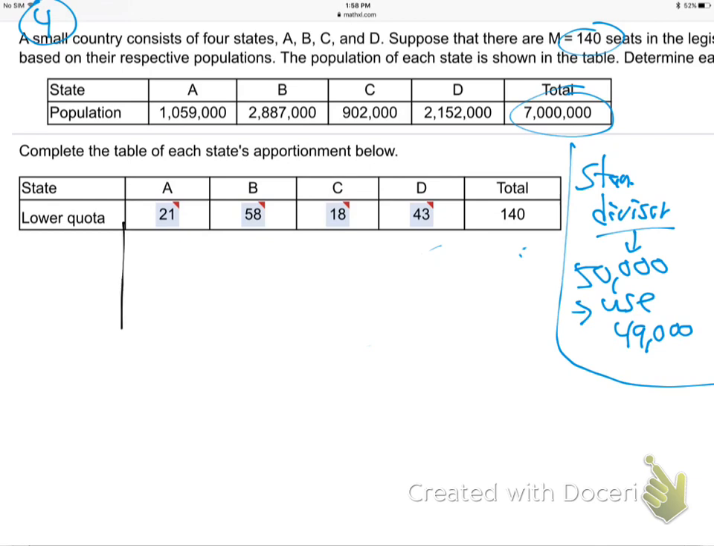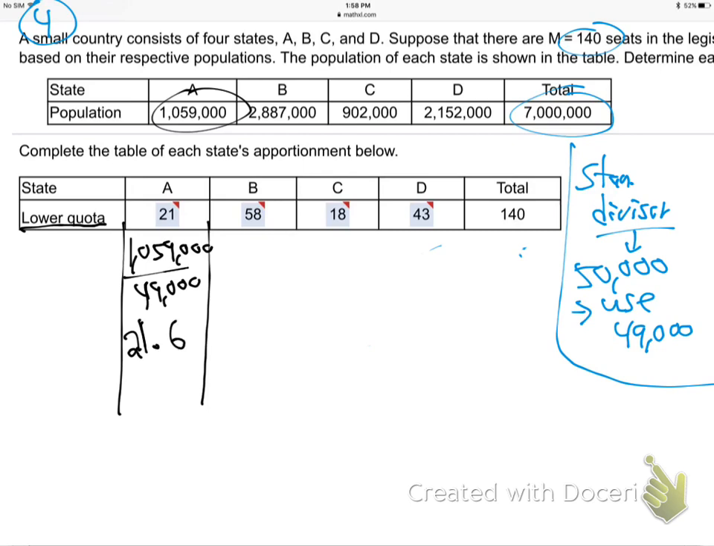So state A, I'm going to get what's called the lower quota. I'll explain how I got that. You're going to take their population, 1,059,000, and divide by 49,000. Okay, so take 1,059,000 divided by 49,000. So it's pretty calculator intensive. Don't want to be doing this without a calculator. I'm getting 21.6. We good?